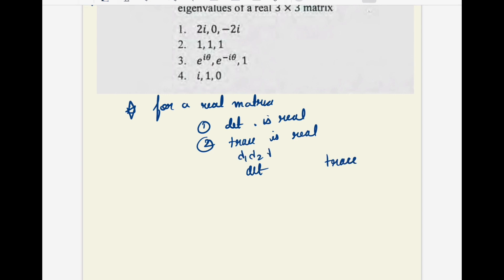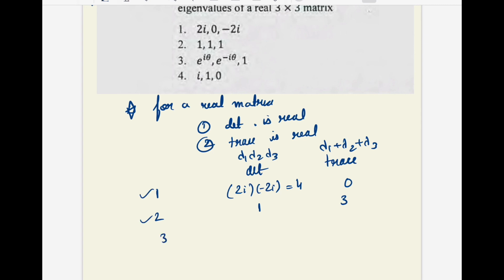Lambda 1, lambda 2, lambda 3 multiplied gives the determinant. Trace is the sum of the eigenvalues. So these are the eigenvalues given. For the first option, this becomes 2i multiplied by minus 2i. This becomes 4. Trace is 0. It shows that both are real. First option is correct. Again, determinant is 1. Trace is 3. Again, second option is also correct.